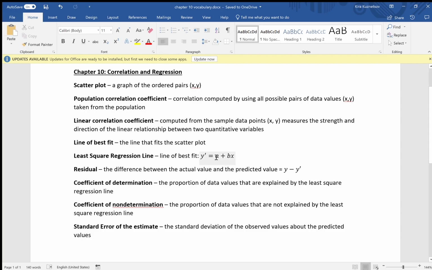This is the first lecture on Chapter 10, Correlation and Regression. So what we're going to do is start out with the vocabulary, and we're going to start out with the scatter plot. A scatter plot is a graph of ordered pairs (x, y).